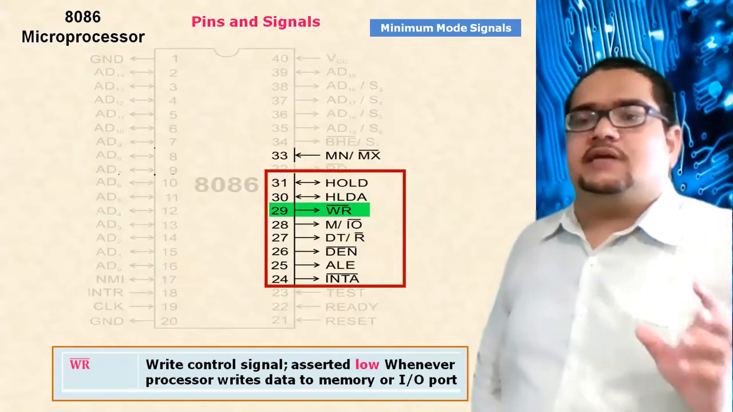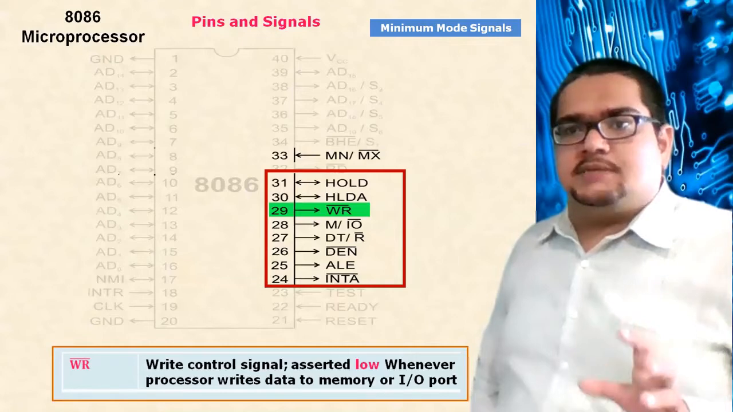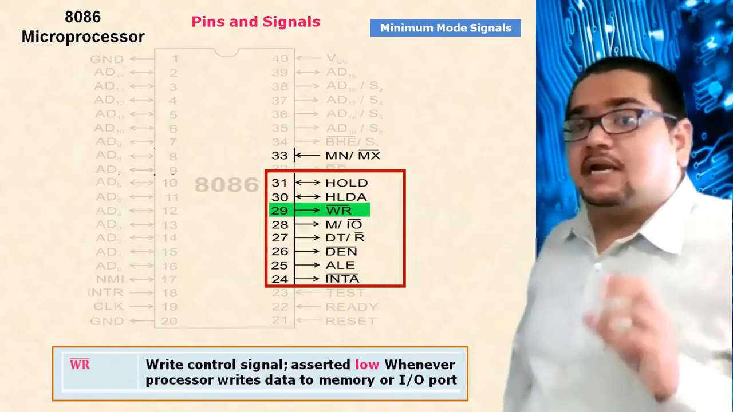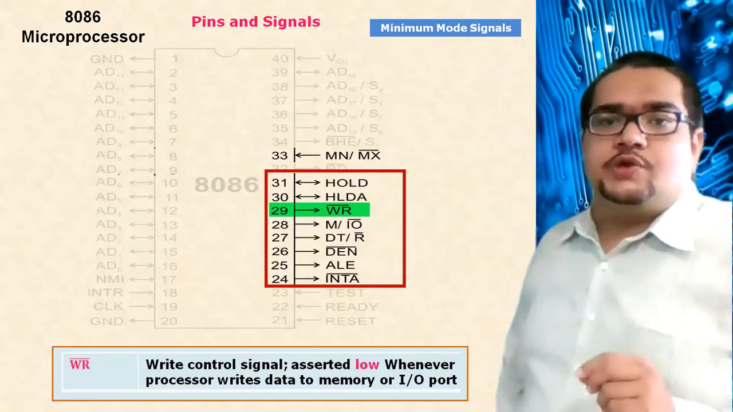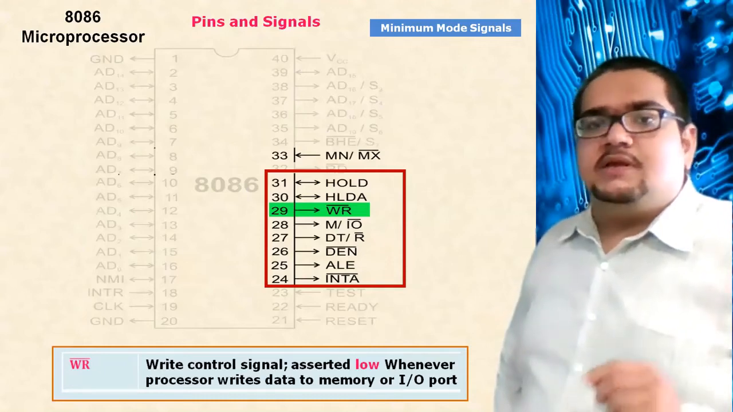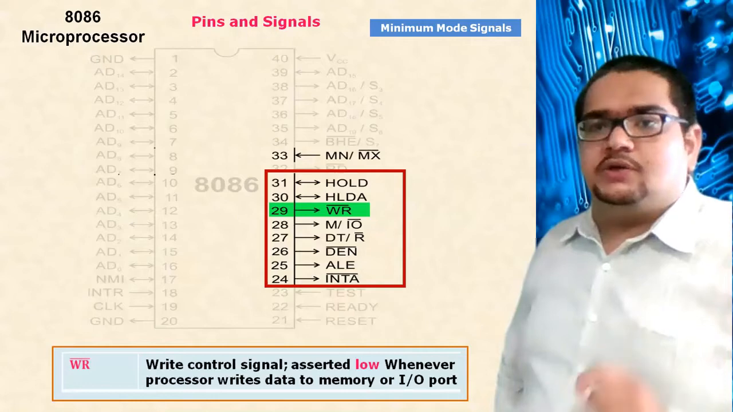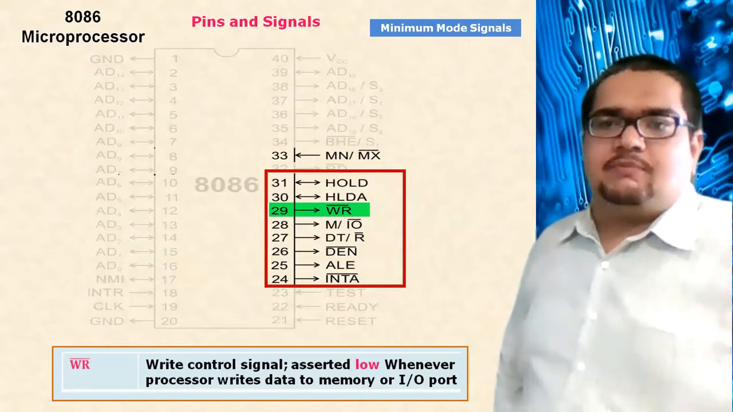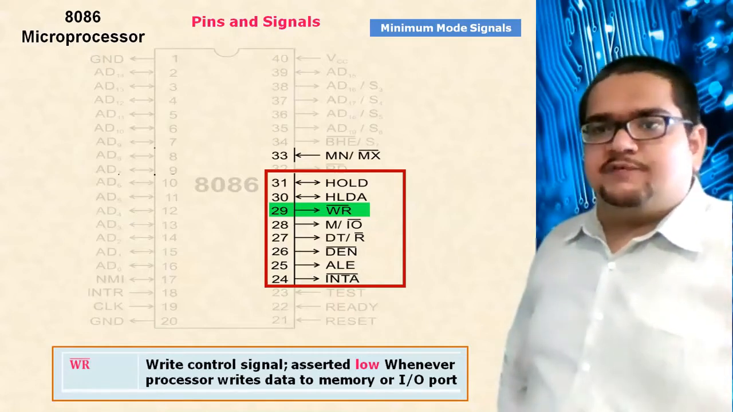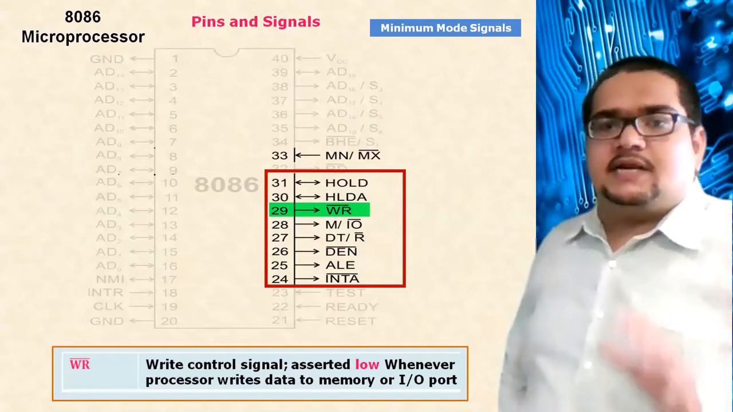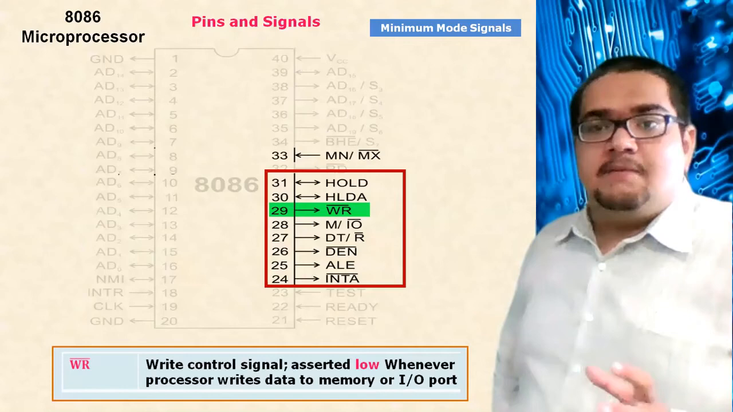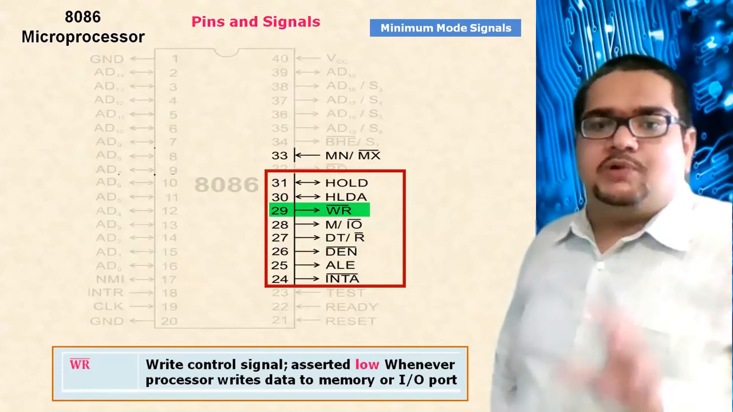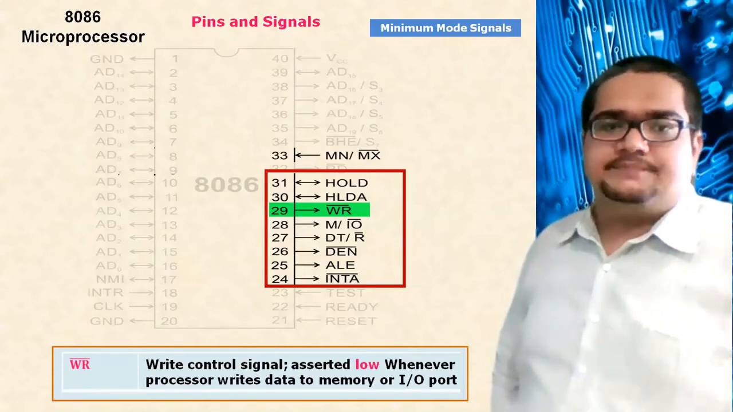It's an indicator to the other modules on the system that the 8086 is currently writing data. So a data write operation is going on in the processor system whenever pin number 29 is low. It is a type of indicator given to the other peripherals that the processor is giving the data out onto the memory or onto the output devices.